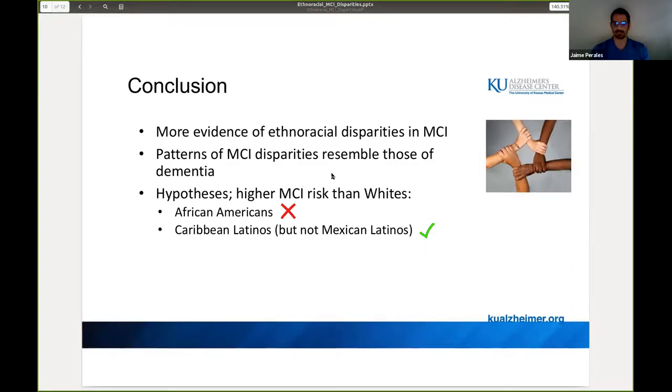Regarding our hypothesis that was based on evidence, we did not find differences, though, between non-Latino whites and non-Latino African Americans. We did find differences, as expected, between Caribbean Latinos and non-Latino whites, and we didn't find, as expected as well, differences between Mexican Latinos and non-Latino whites. And to our knowledge, we also found differences that were never reported before in the mild cognitive impairment literature, including Native Americans, those reporting African American race plus another minority race, and Latinos of South and Central American origin.